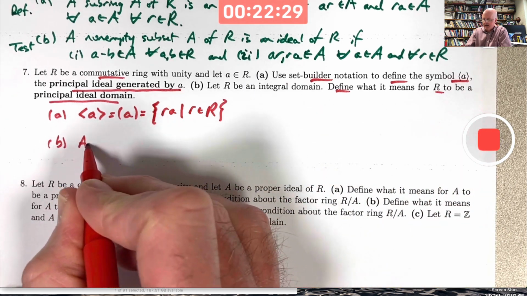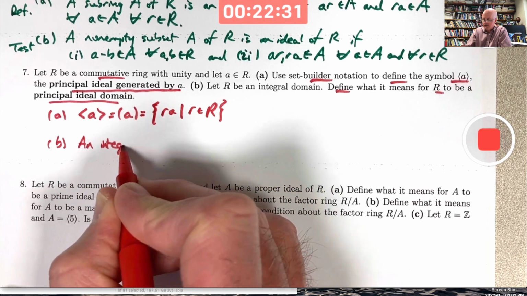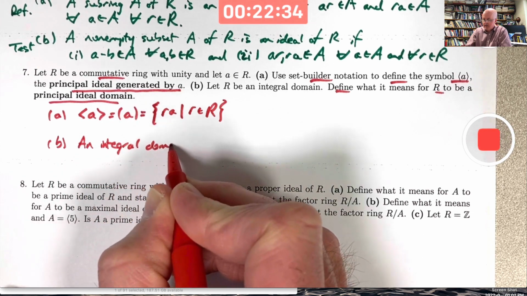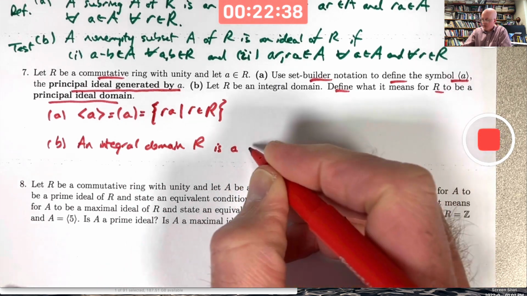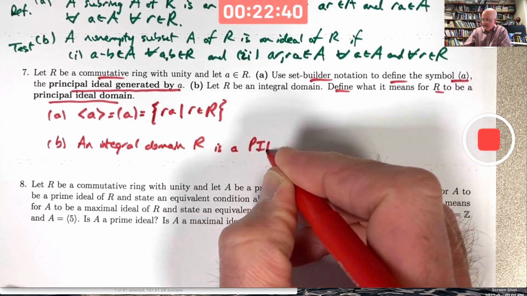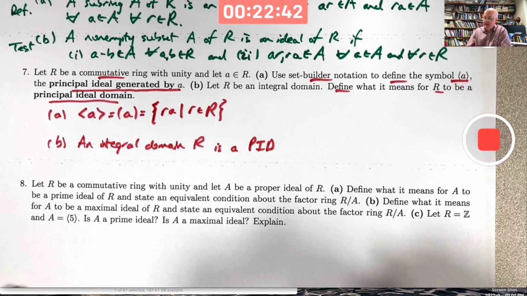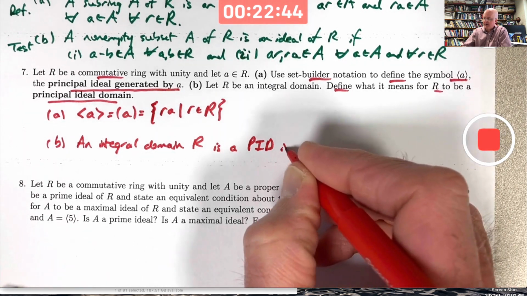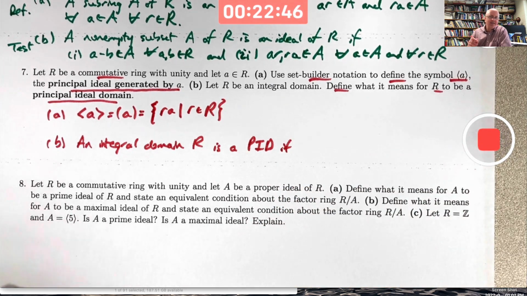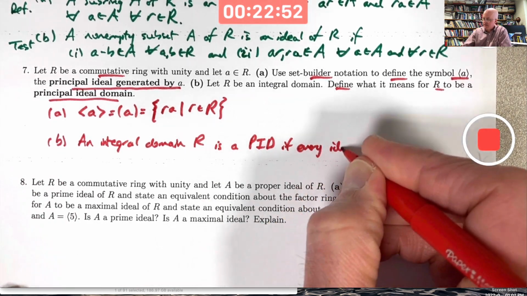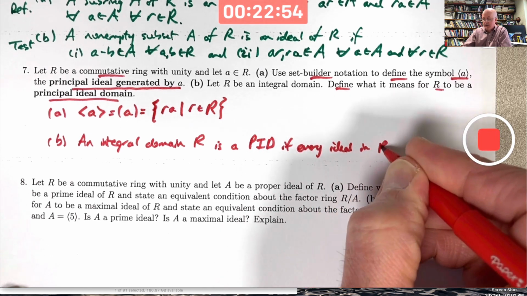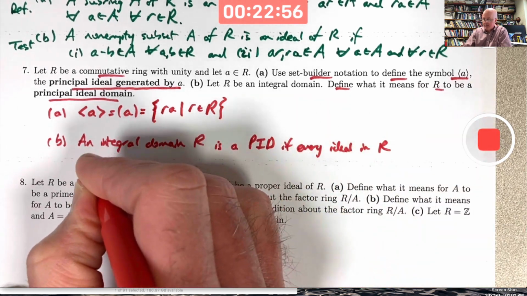You can say an integral domain R is a principal ideal domain. I will go ahead and abbreviate it right away: PID, principal ideal domain. If what? If every ideal in R, including R itself, is a principal ideal.